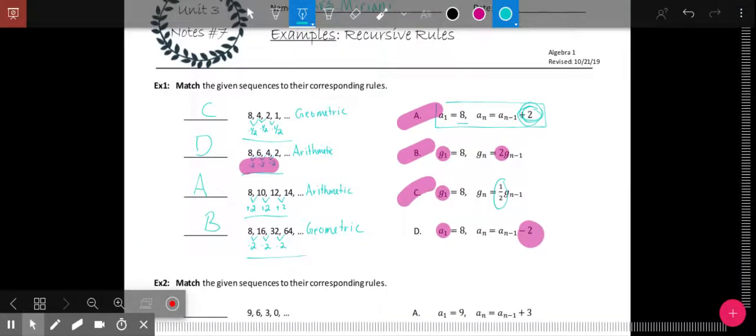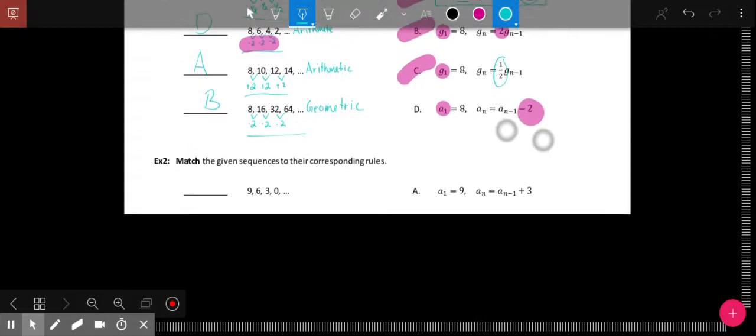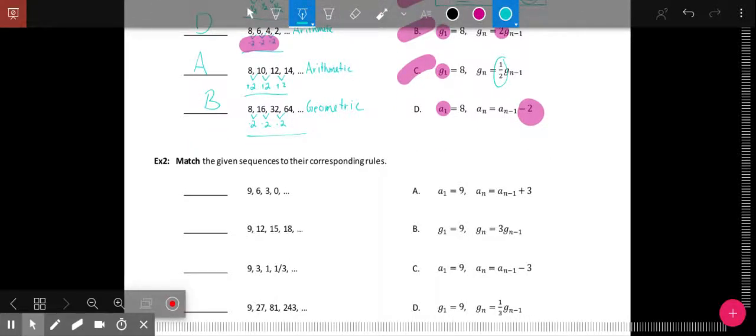All right, I want you to go ahead and try number 2 on your own. Go through, identify if it's arithmetic or geometric, and then you can check your work with mine when you're finished.